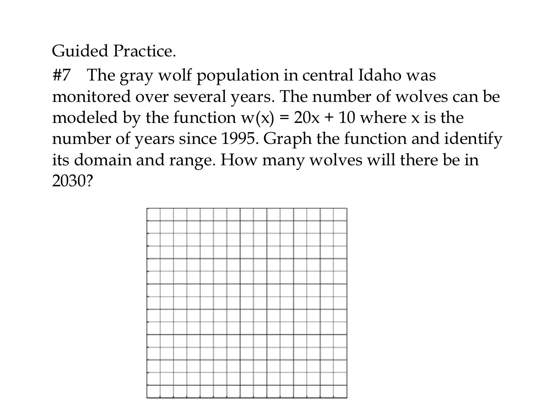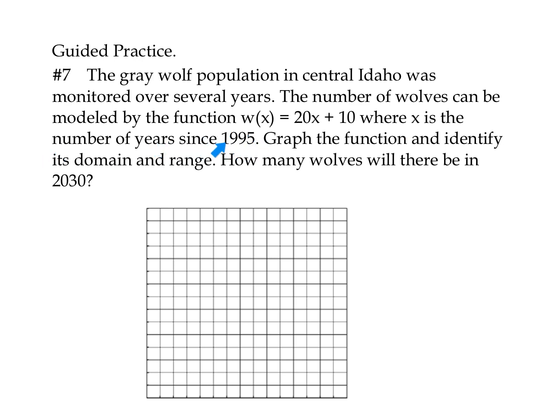Now let's get back to some linear functions and applications of them. So here we've got a situation with a gray wolf population. And we've got a function that tells us about the number of wolves there are. W of x equals 20x plus 10. W for wolves, it can be f of x, doesn't matter. It's a function of x, no matter what letter we put there. Okay, x is the number of years since 1995. So keep that in mind, since 1995.